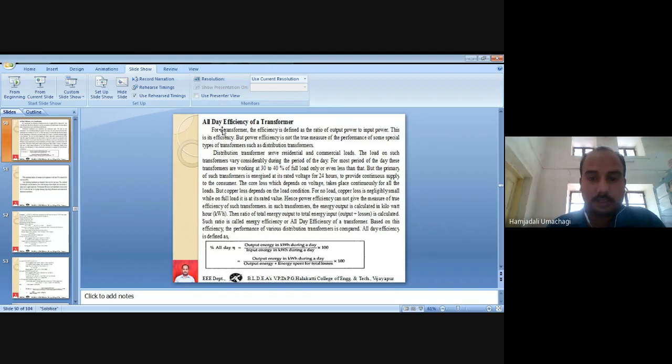In today's topic, what is that? All day efficiency of a transformer. It is one kind of short note kind of question. So all day efficiency means this is the efficiency of the transformer which we are going to measure in terms of energy, that is power multiplied by time. So power in terms of kilowatt and the time in terms of hours. If I directly measure efficiency as output by input, that will be in terms of kilowatt, which is not a true efficiency of the transformer.